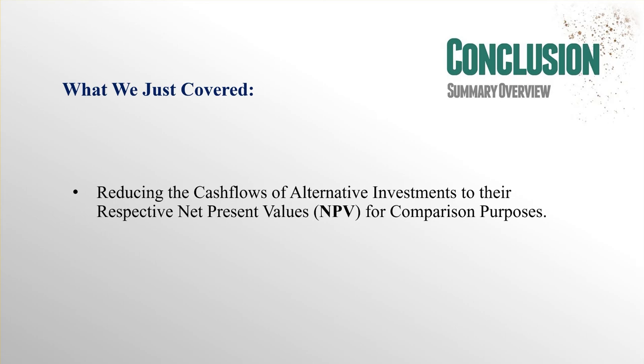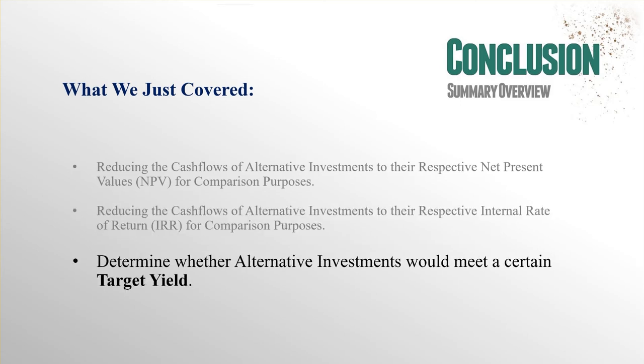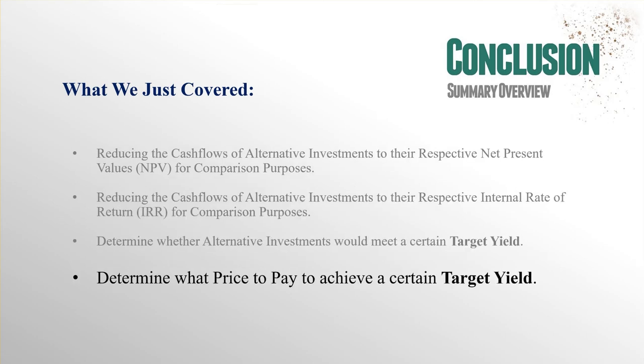To recap, we just covered reducing the cash flows of alternative investments to their respective net present values for comparison purposes. We also covered reducing the same cash flows to their respective internal rates of return for comparison purposes. We covered determining whether an alternative investment would meet a certain target yield. And we covered determining what price to pay to achieve a certain target yield.